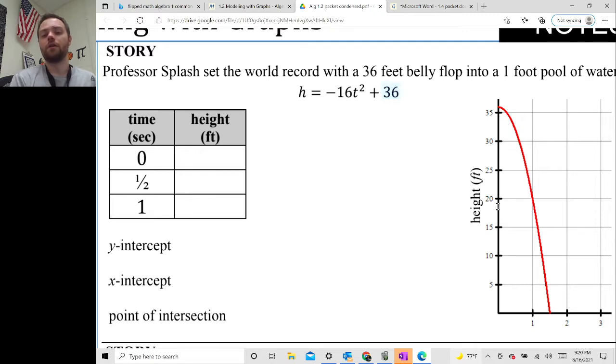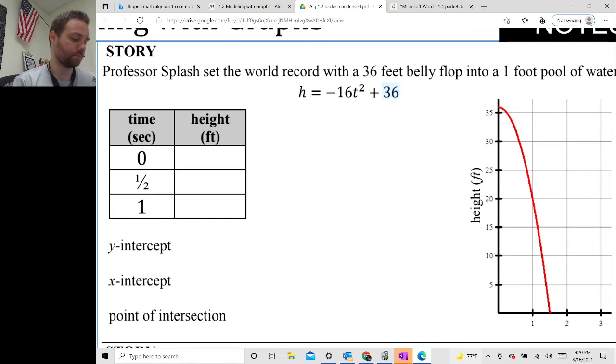So how far is he up in the air? Well, he's 36 feet up in the air. And the way I drew the picture might have been misleading, but I was thinking if he's diving, maybe he starts down here and jumps. So that was my reasoning.